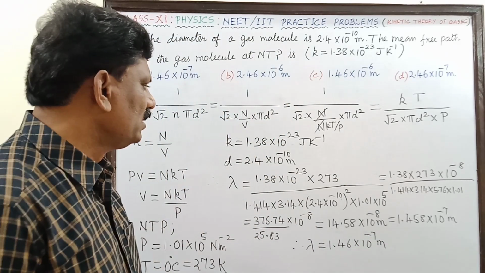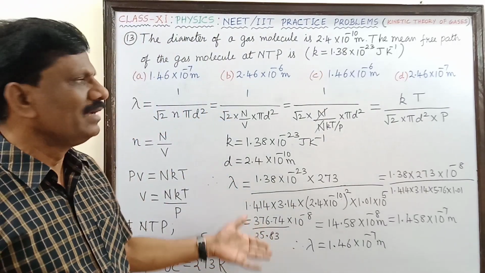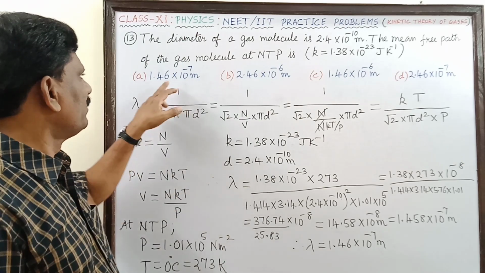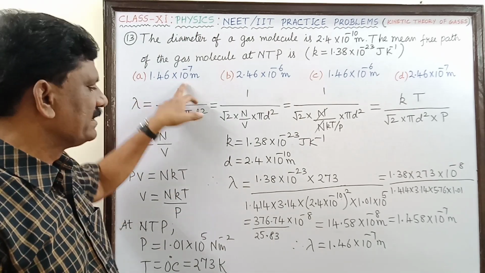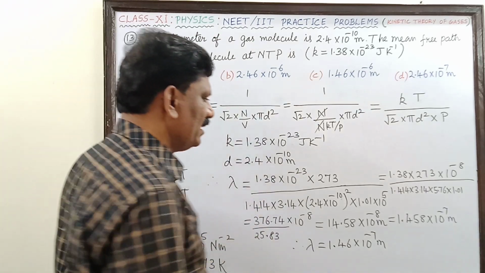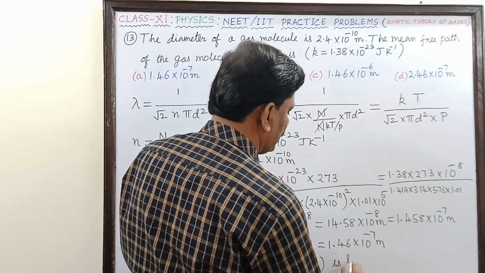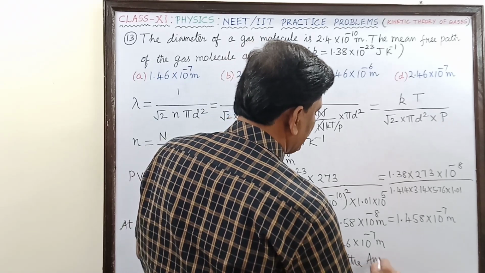So this is how we have determined the value of what? Lambda, that is the mean free path. So which of the options is correct? 1.46 into 10 power minus 7. The first option itself is the correct answer. Therefore option A is the correct answer.